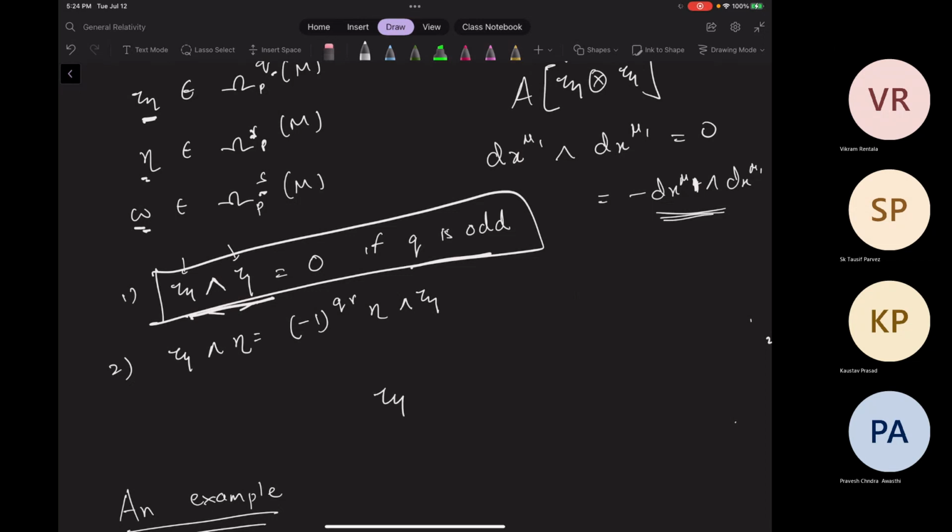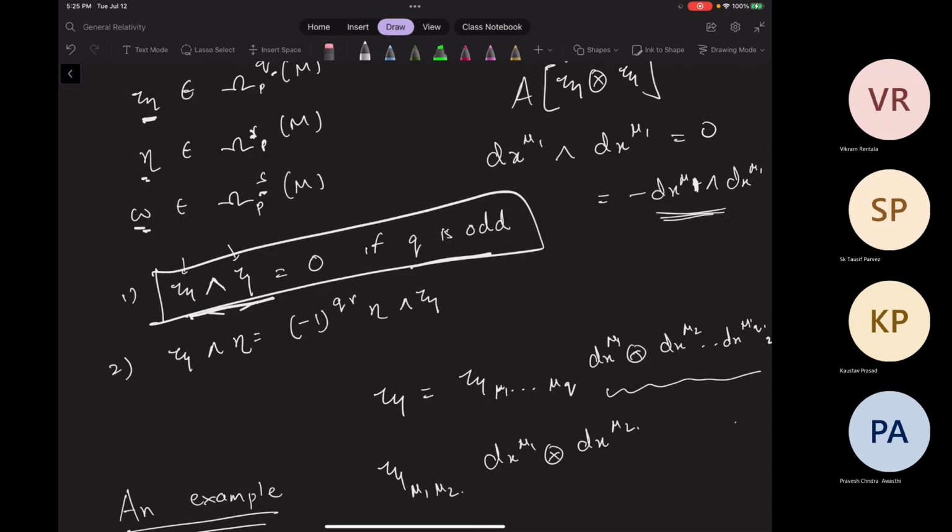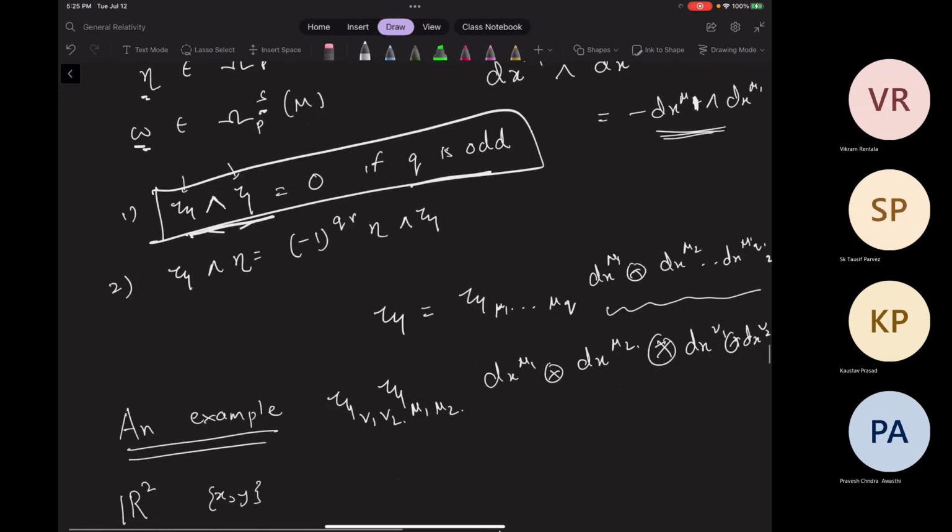So for example, if I have a general Xi, which I can write as some kind of Q form, I'll write it as Xi mu1 through mu q dx mu1 tensor dx mu2 through dx mu q. When I take the wedge product of this with itself, for example, with two forms, the coefficients are psi mu1 mu2 dx mu1 dx mu2, tensor dx nu1 tensor dx nu2 with xi nu1 nu2 here. This is what I mean by the tensor product of xi with itself.